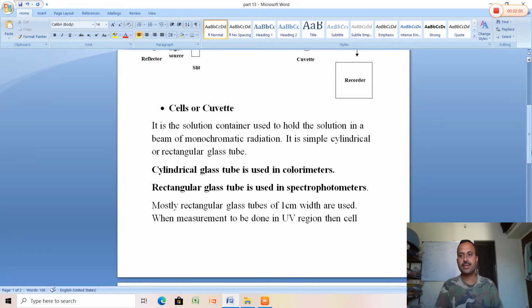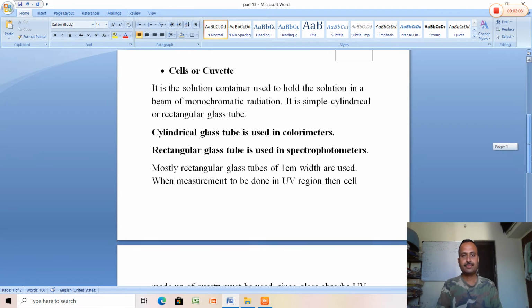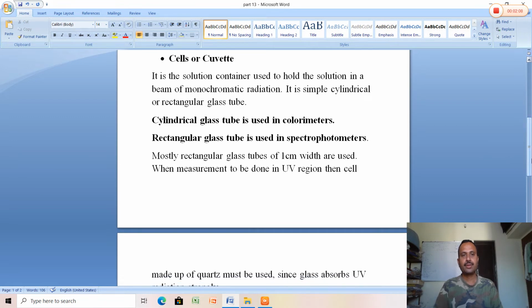Now if you look at the theory, the cell or cuvette is the solution container used to hold the solution in the path of a beam of monochromatic radiation. So it is basically a solution container. Cuvette or cell is also called a solution container. And what is its role? To hold the solution in a beam of monochromatic radiation. It keeps the solution in a beam of monochromatic radiation.